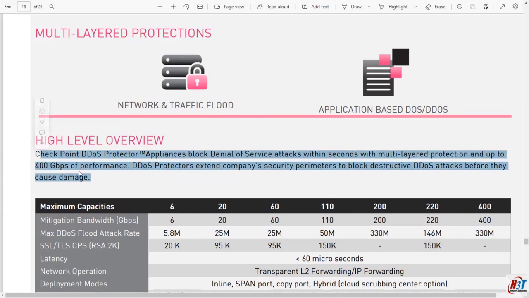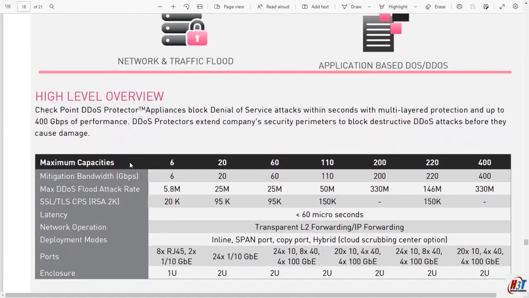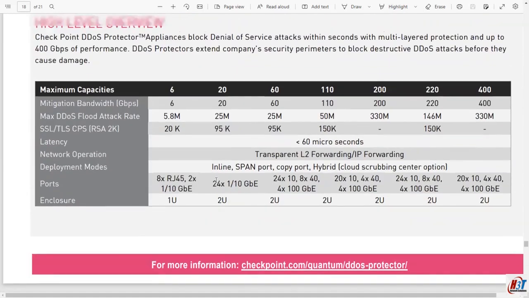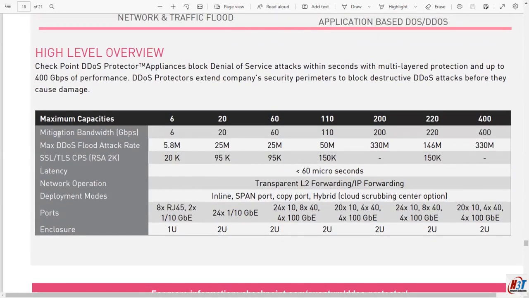So this is something that companies look forward to mitigate or take care of before it can even occur, right? So these are the product lines that you can see here. These are the models. If you go here, mitigation on the bandwidth, which is Gbps per second, you have 6 Gbps, 20 Gbps, 60 Gbps, 110 Gbps, 200, 220. That's why you have the model number mentioned based on the mitigation bandwidth.